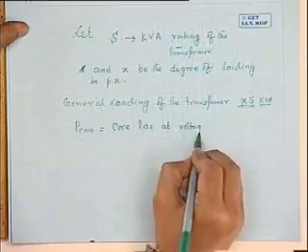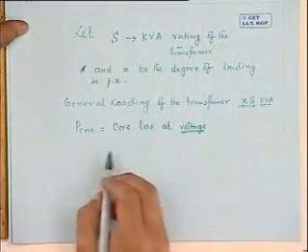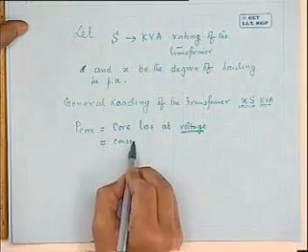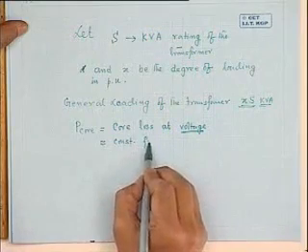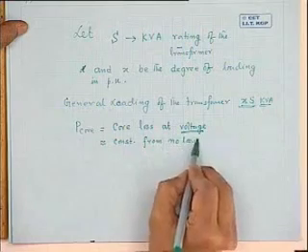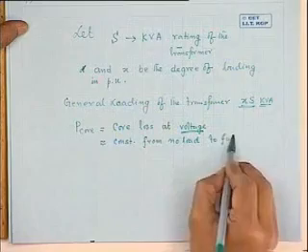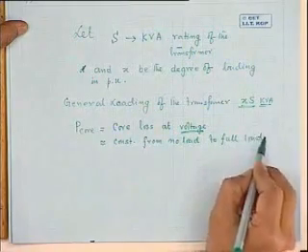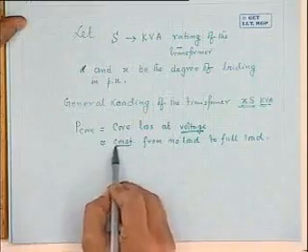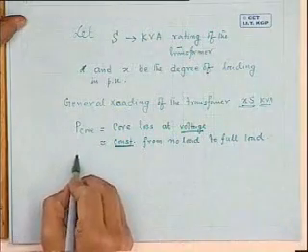core loss at rated voltage condition. And just remember, this practically remains constant from no load to full load condition. This you just write down: from no load to full load, P core remains practically constant. It is constant.